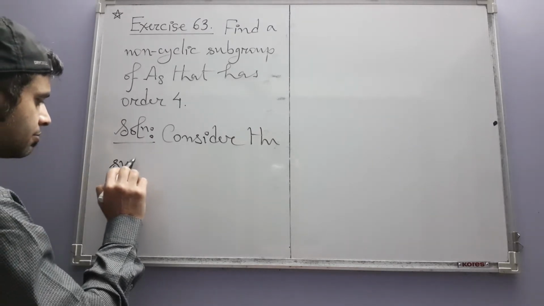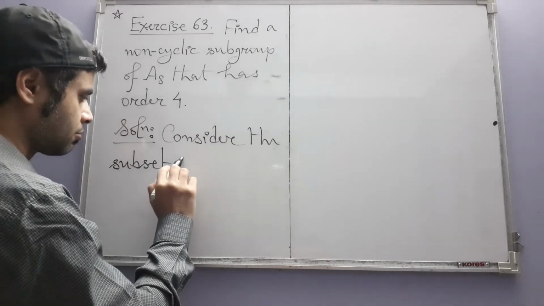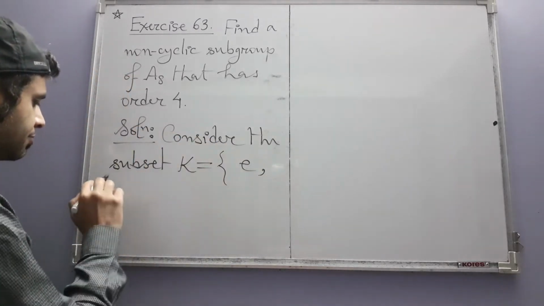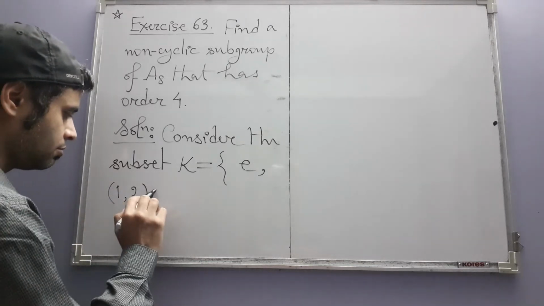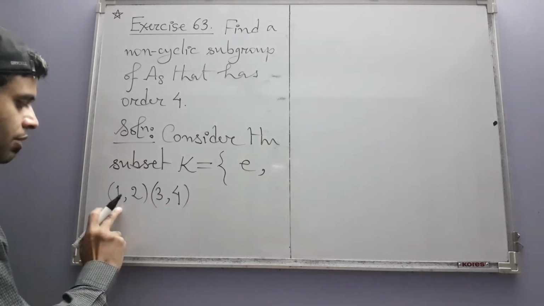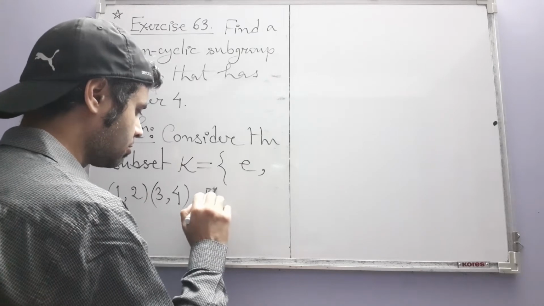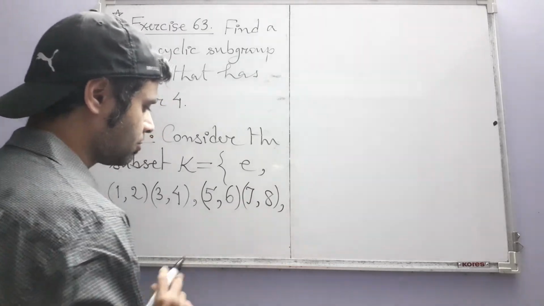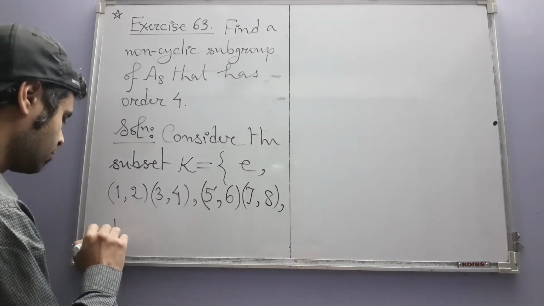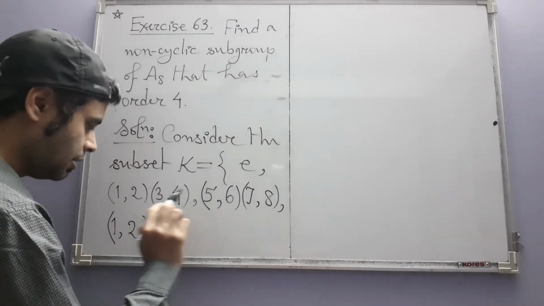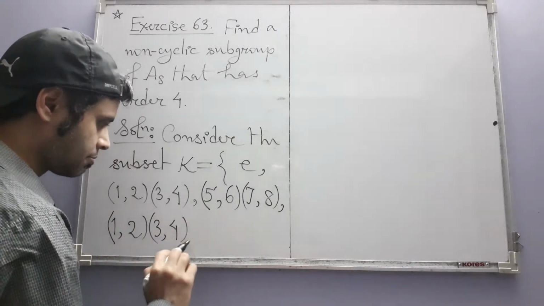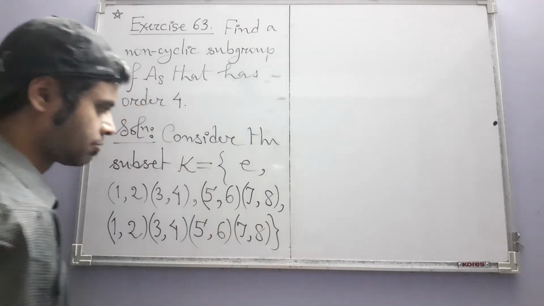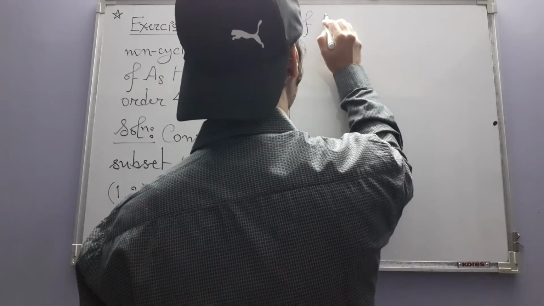Consider this subset, say K, consisting of the identity element, then this product of two disjoint transpositions, that is two cycles, (1 2)(3 4), then another such, (5 6)(7 8), and the product of all these transpositions that you see here at once. This is a subset of A8.